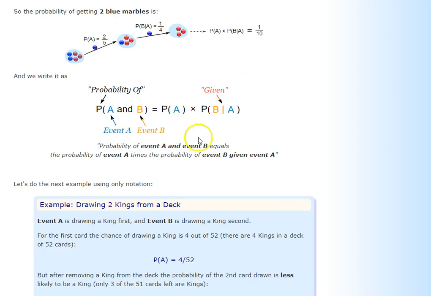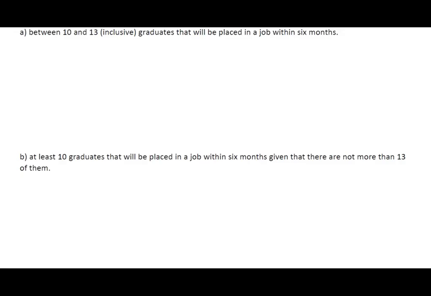So let's take a look at one example. This is one of the questions in your manual. Let's take a look at question B: at least 10 graduates will be placed in a job within 6 months, given that... Okay, so you have this keyword, given that. If the question tells you given that, then it's very obvious this is conditional, and the conditional is just the situation after the words given that, meaning not more than 13 of them must happen first.